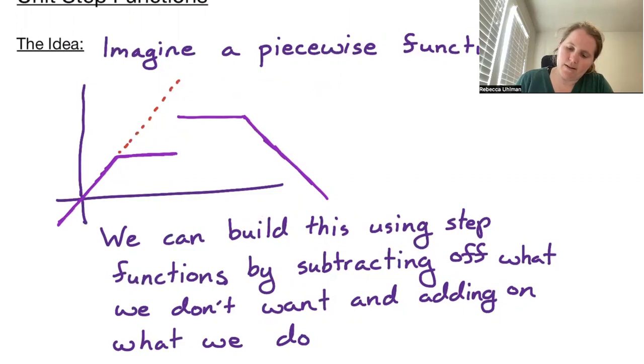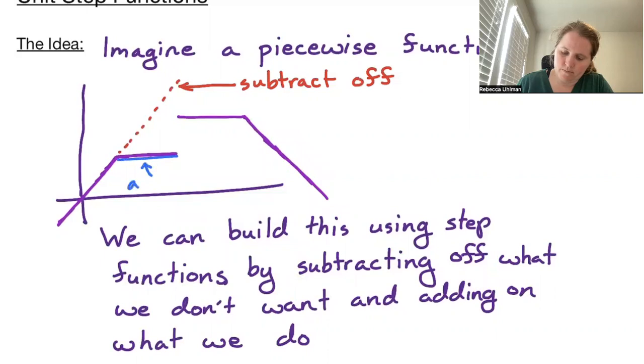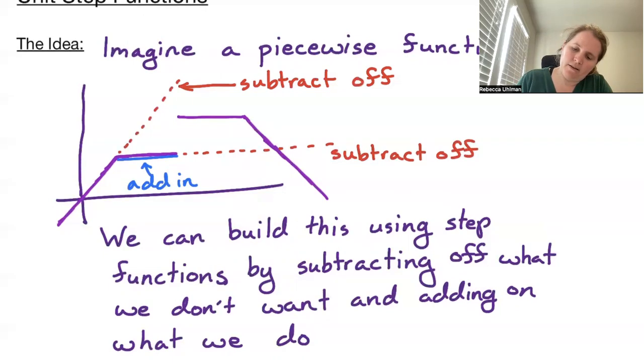Let me do that in red, actually, keep the same color I was working in. We'll subtract off what we don't want. And then we'll add in what we do want. And then for the next piece, we would have to subtract off the horizontal line we no longer want, and we would need to add in the next component of the function.